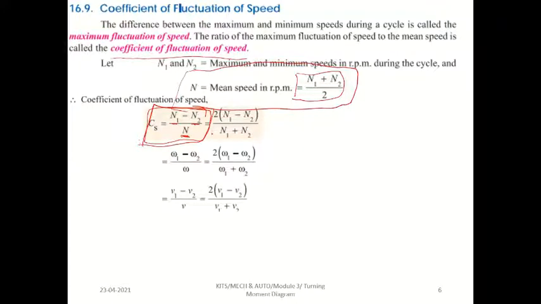So omega equals 2 pi N by 60. So instead of N1 and N2 we can put omega: omega 1 minus omega 2 divided by omega 1 plus omega 2. Similarly for velocity, v1 minus v2 divided by v1 plus v2. Like that also we can put for coefficient of fluctuation of speed.